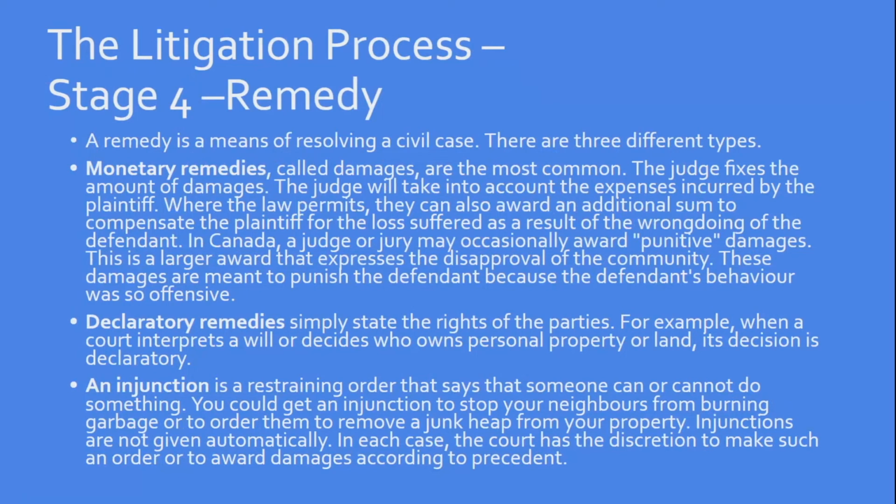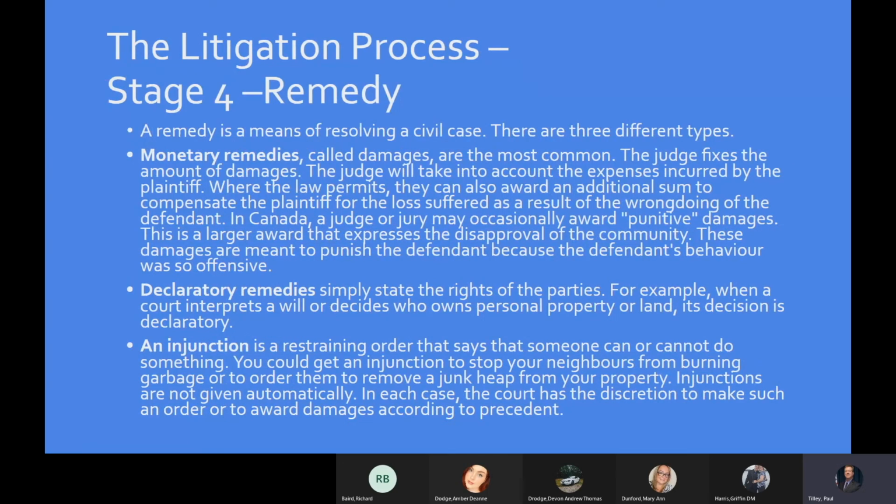The judge can also declare remedies, which is simply to state the rights of the parties. For example, when a court interprets, it will decide who owns the property or land. The third type, which is common in labor relations cases, is injunctions, which is basically a stop-doing-that message. It is a restraining order that says that someone can or can't do something. You can get an injunction to stop your neighbor from burning garbage or to remove junk. So an injunction is given by the court, and it defines what you can and can't do, what you should or shouldn't be doing, for example in court cases involving strikes, which grant an injunction to stop the strike or to stop the picket line.